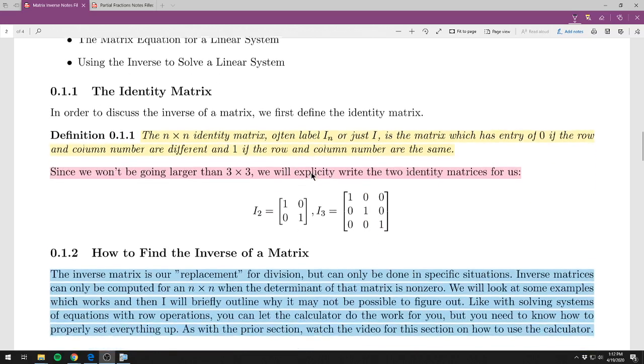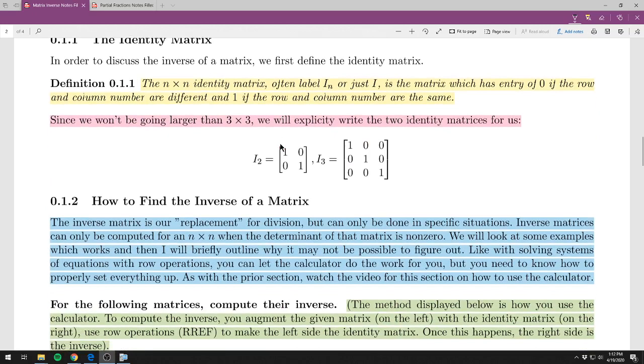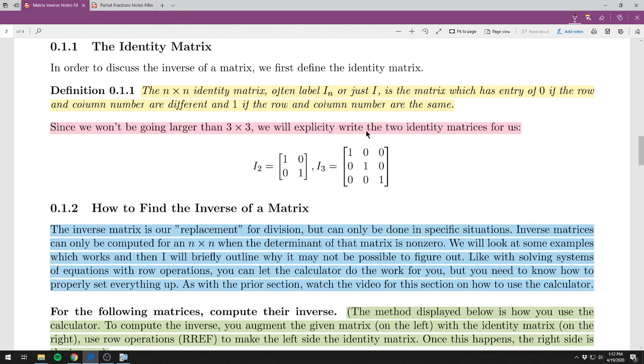All right, so the first thing we're going to talk about is the identity matrix. The identity matrix is a special matrix that is given its name basically because it's like the number 1. If you multiply a matrix by an identity matrix, it doesn't change it. So the n by n identity matrix, often labeled as I with a subscript n to indicate the number of rows or columns, or just I if it's understood how many rows or columns you have, is the matrix which has an entry of 0 if the row and column number are different, and 1 if the row and column number are the same.